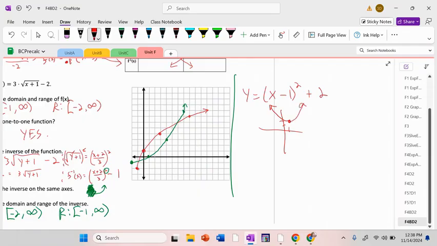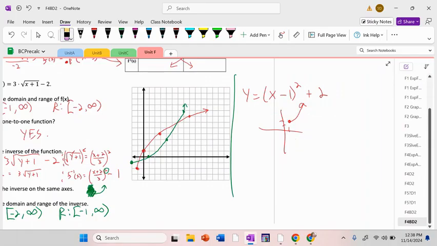What is this function? Not one-to-one. So what happens when I find the inverse is I will not have a function. And for some reason, mathematicians can't stand that. They go crazy. All right? So what you've got to do is what's called restricting the domain.